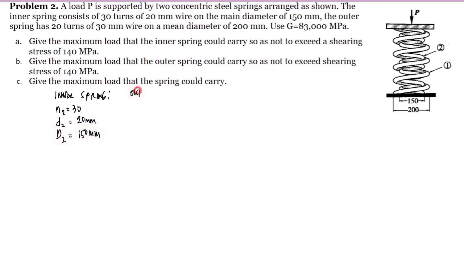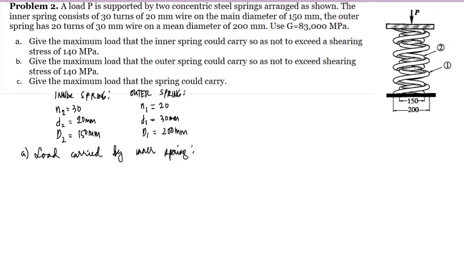And for the outer spring, we have the number of turns equal to 20, the wire diameter is 30, and the mean diameter is 200. And we have the modulus of rigidity equal to 83,000 megapascal.